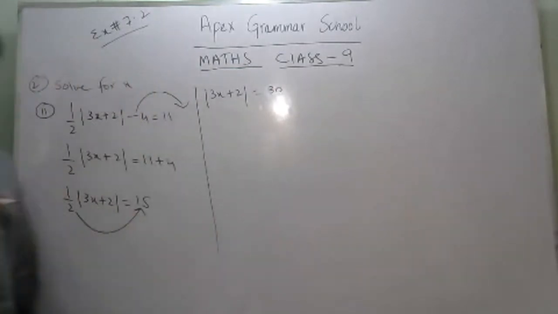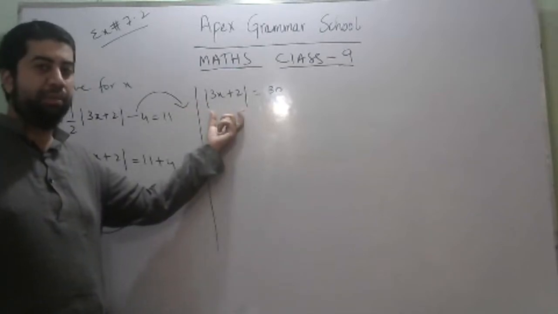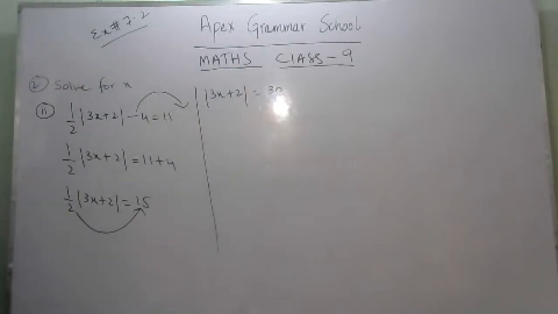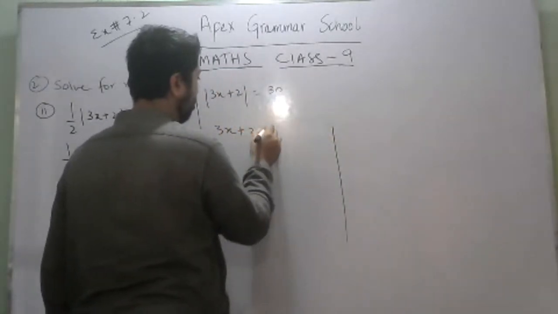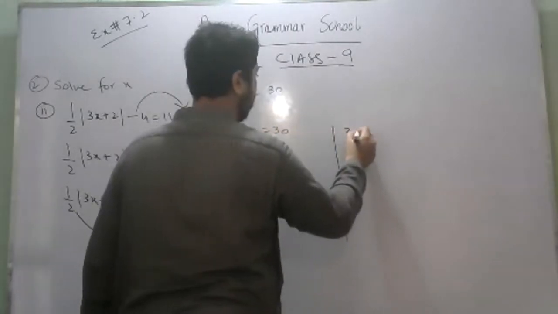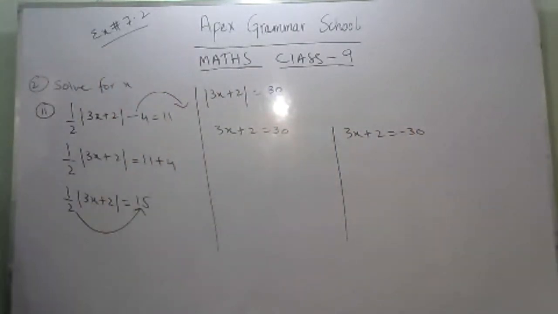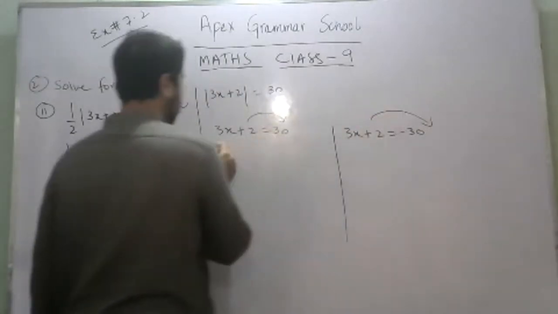Now this question is just like the previous part. On this question, the left hand side is totally independent, and the right hand side is positive. So you can break it now. First is 3x plus 2 is equal to 30. And second is 3x plus 2 is equal to minus 30. Positive and negative 30. So now you can find the value of x.